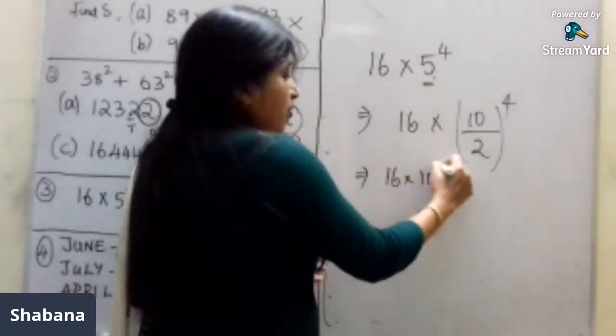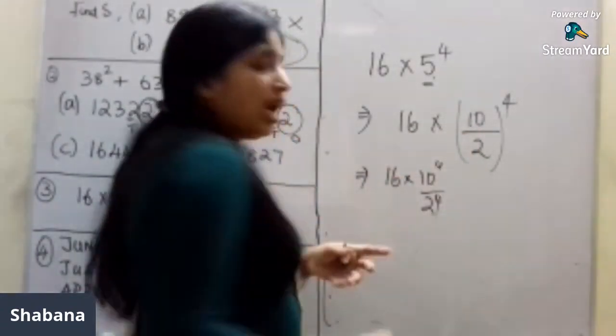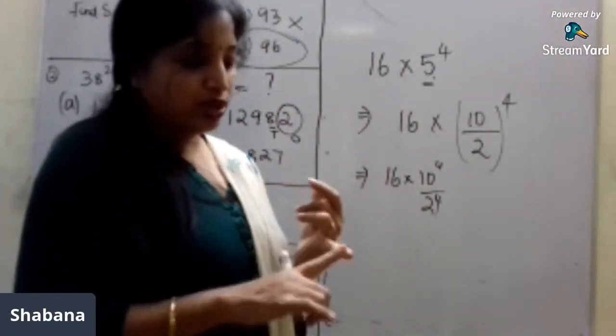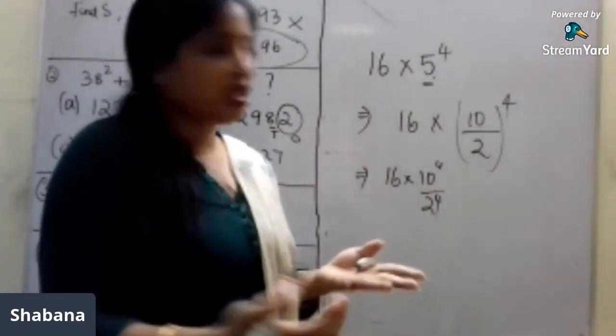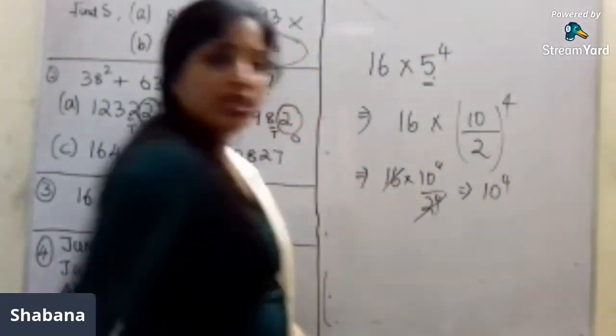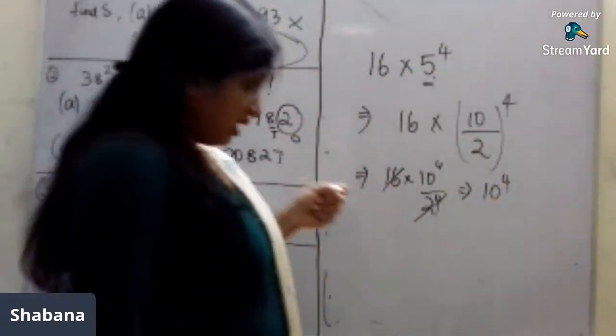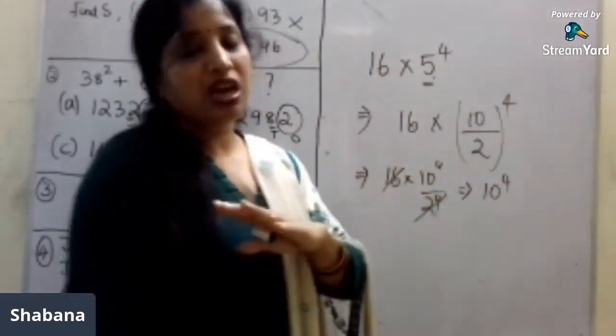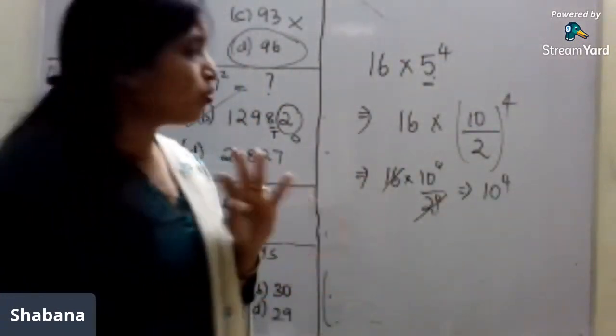16 into 10 power 4 divided by 2 power 4. And you all know 2 power 4 is nothing else but 16. 1, 2, 2 is 4, 4 2 is 8, 8 2 is 16. So you cancel these two to give the answer as 10 power 4. Okay, so if you are going to take 5 power 4, 625 multiplied by 16, ultimately it's a waste of time. So please don't do that.